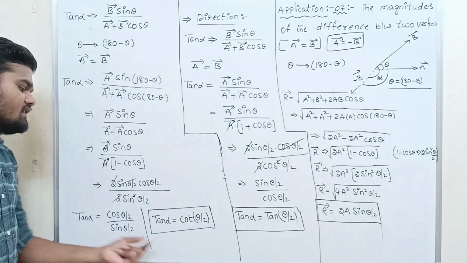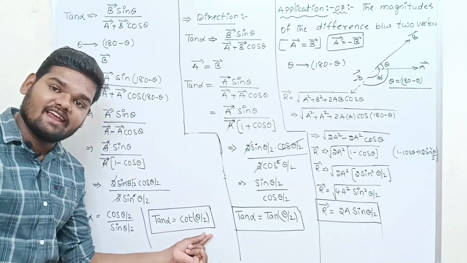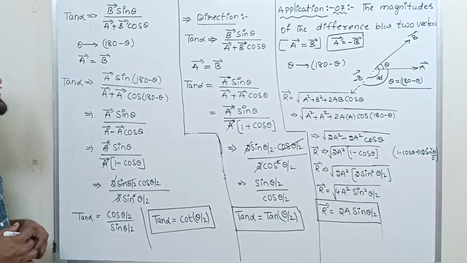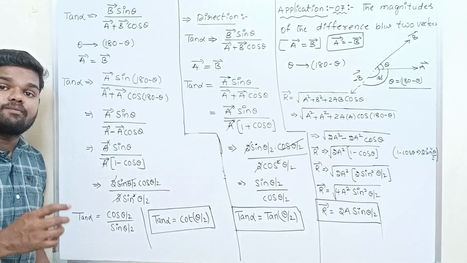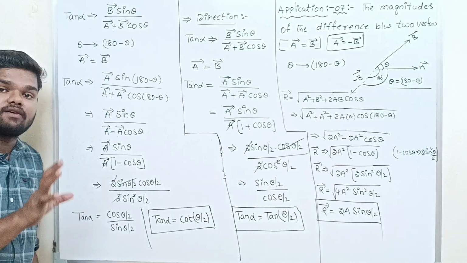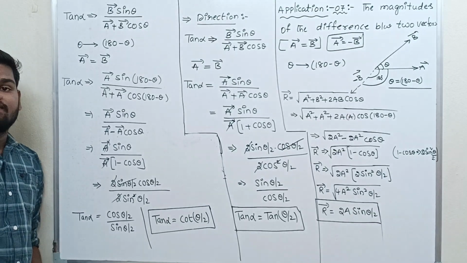Tan alpha is equals to what, ma? Cot theta by 2. Are you getting any doubts? Okay. So these are the 7 important applications. We have some problems on these applications. Okay. Right. So pause the video and write the notes.